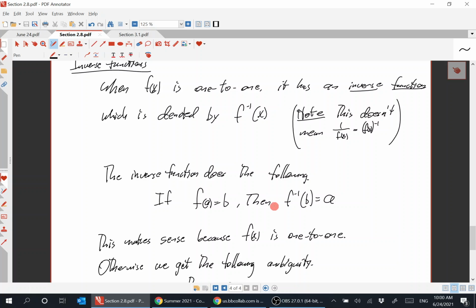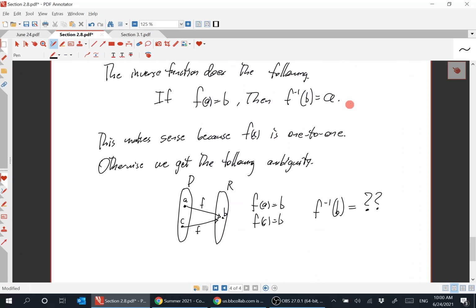So this definition only makes sense if the function is one-to-one. Otherwise, you get the following problem. If f of a is b and f of c is b, and a and c are not the same, well, what are you supposed to make f inverse of b? Is it going to be a, or is it going to be c? Well, there's no real reason to pick one over the other. No one is more special than the other. So this definition needs a one-to-one function.